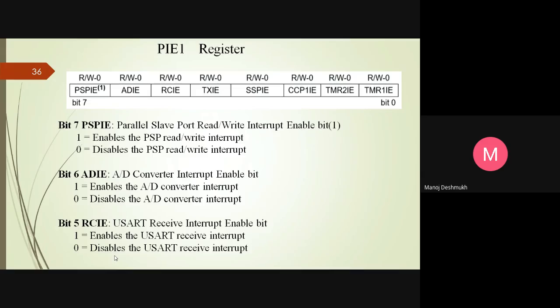So just draw the format for the PIE1 register and then write the bit status. Initially it is 0, and if you want to enable, make it 1. Write for 0 and for 1, enables and disables, like that. So write it down.